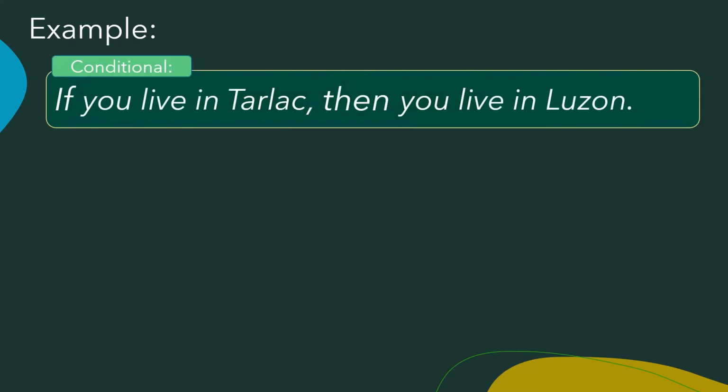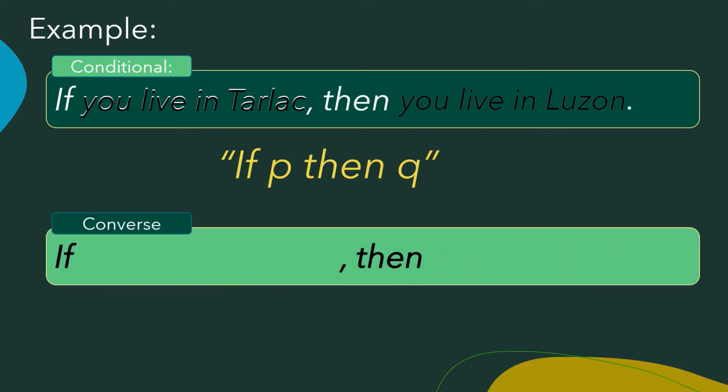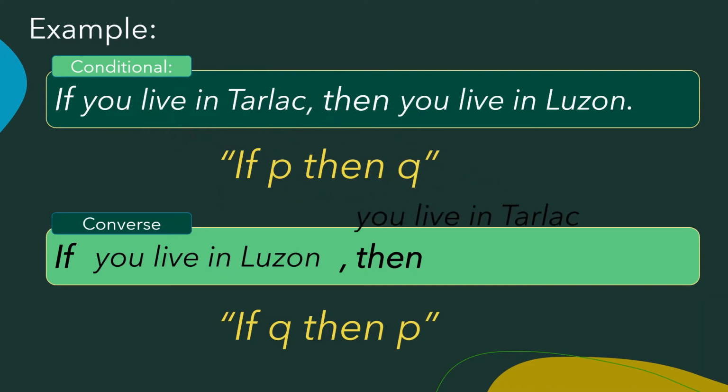Example, in the given conditional statement, if you live in Tarlac, then you live in Luzon. In this statement, we have the pattern if P, then Q. P is the hypothesis, you live in Tarlac, and the conclusion Q is you live in Luzon. So, for its converse, if Q then P, if you live in Luzon, then you live in Tarlac.